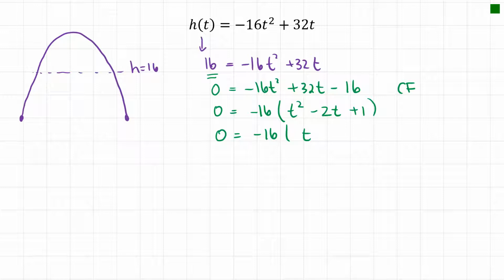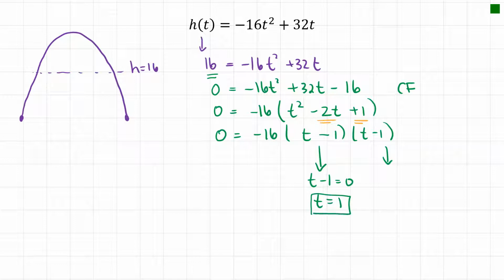And it's a simple trinomial. What multiplies to give me positive 1 and adds together to give me negative 2? And the answer is negative 1 times negative 1. So I have two brackets, but both of them are the same. So t minus 1 equals 0, so t equals 1. And it would be the same solution if I did it again for this bracket. So there's one answer, which is when t equals 1, it's going to hit 16.